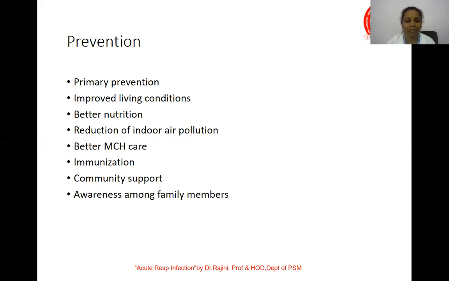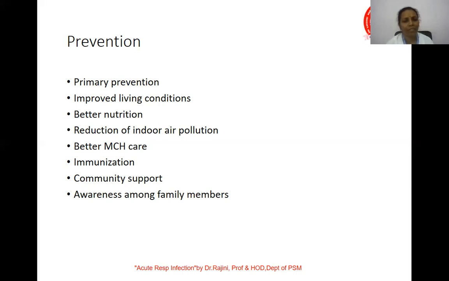Primary prevention: health education and specific protection. We have to teach the caretakers, Anganwadi workers and mothers how to identify the illness. Specific protection means going for proper immunization, proper antenatal care to prevent low birth weight babies, and proper immunization to prevent infections. So primary prevention is very important. Improve living conditions, to improve the standard of living.